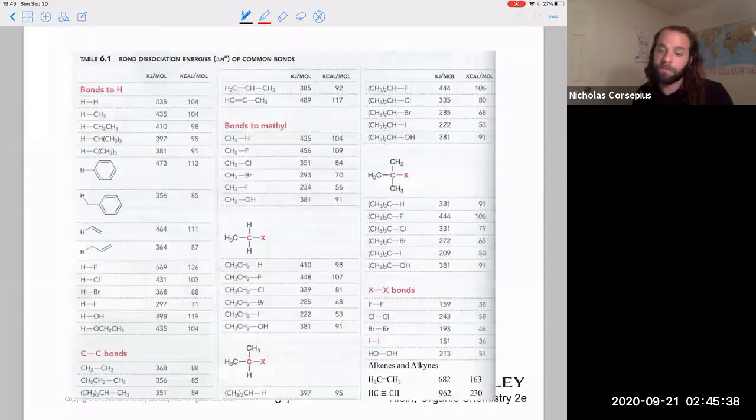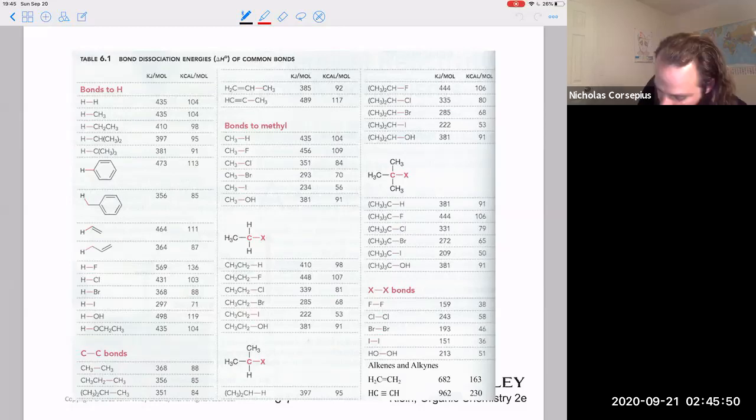So you want to familiarize yourself with this table, just like our pKa table. The first time around, it's going to be a huge pain because you don't know where anything is, and then you gain a sense of familiarity with it, and it's not too bad. They're broken down into bonds to hydrogen, carbon-carbon bonds, bonds to methyl. This is now going to be bonds to secondary carbons and tertiary carbons here.